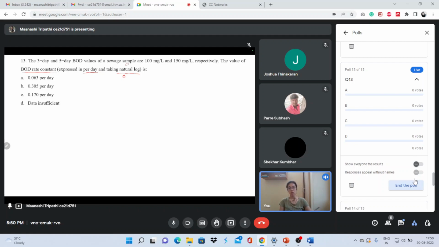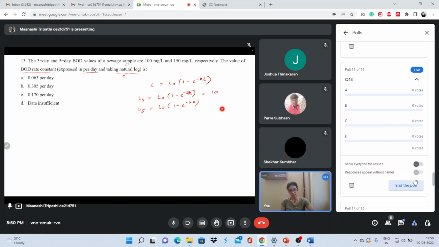Okay. So what is the value of BOD? Let's represent it by L, equal to L naught times 1 minus e raised to the power minus kt. This is BOD, right? So it is saying 3-day BOD. L3 is equal to L naught, which we don't know, times 1 minus e raised to the power minus 3k, because we don't know the constant k. The other is L5 equal to L naught times 1 minus e raised to the power minus 5k. We need to solve these two equations.